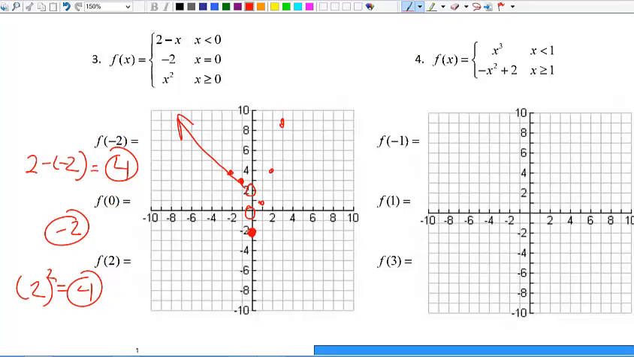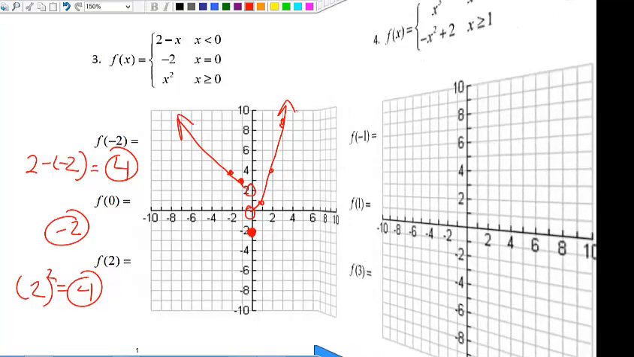3, 9. Oops. Connected that to the wrong piece. Yeah, I gotta be careful with that. All right, so it's connected off this open circle here, and there's an arrow going that way. So that's what our piecewise looks like in number 3.